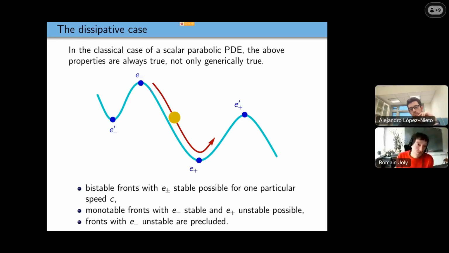But in the scalar parabolic equation, what cannot happen is a monostable front when you start from an unstable equilibrium. So you have an unstable equilibrium which is invading something, and it is not possible, because if you start with your ball there, of course your ball will not move. So you cannot see anything like a monostable front where the equilibrium at minus infinity, the invader, is unstable.